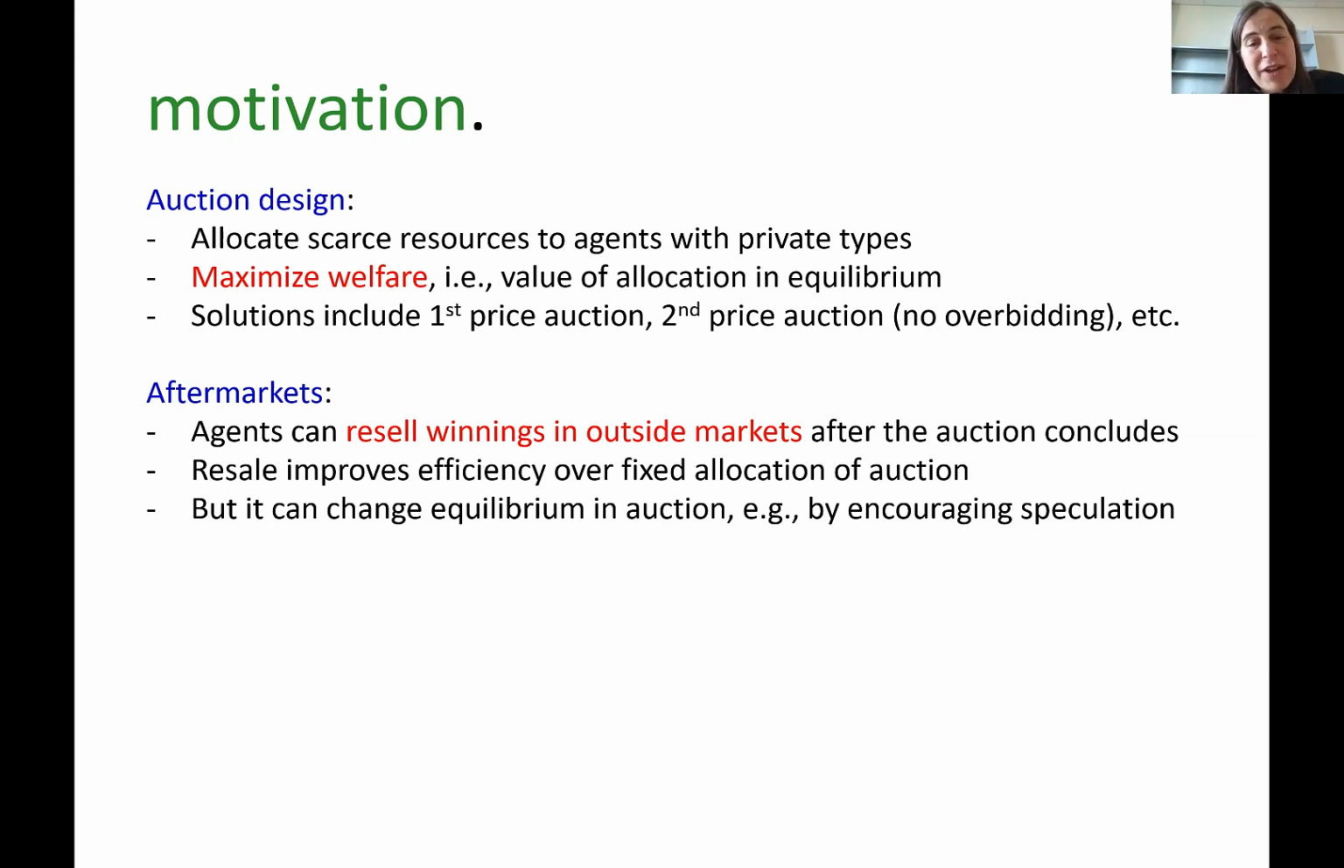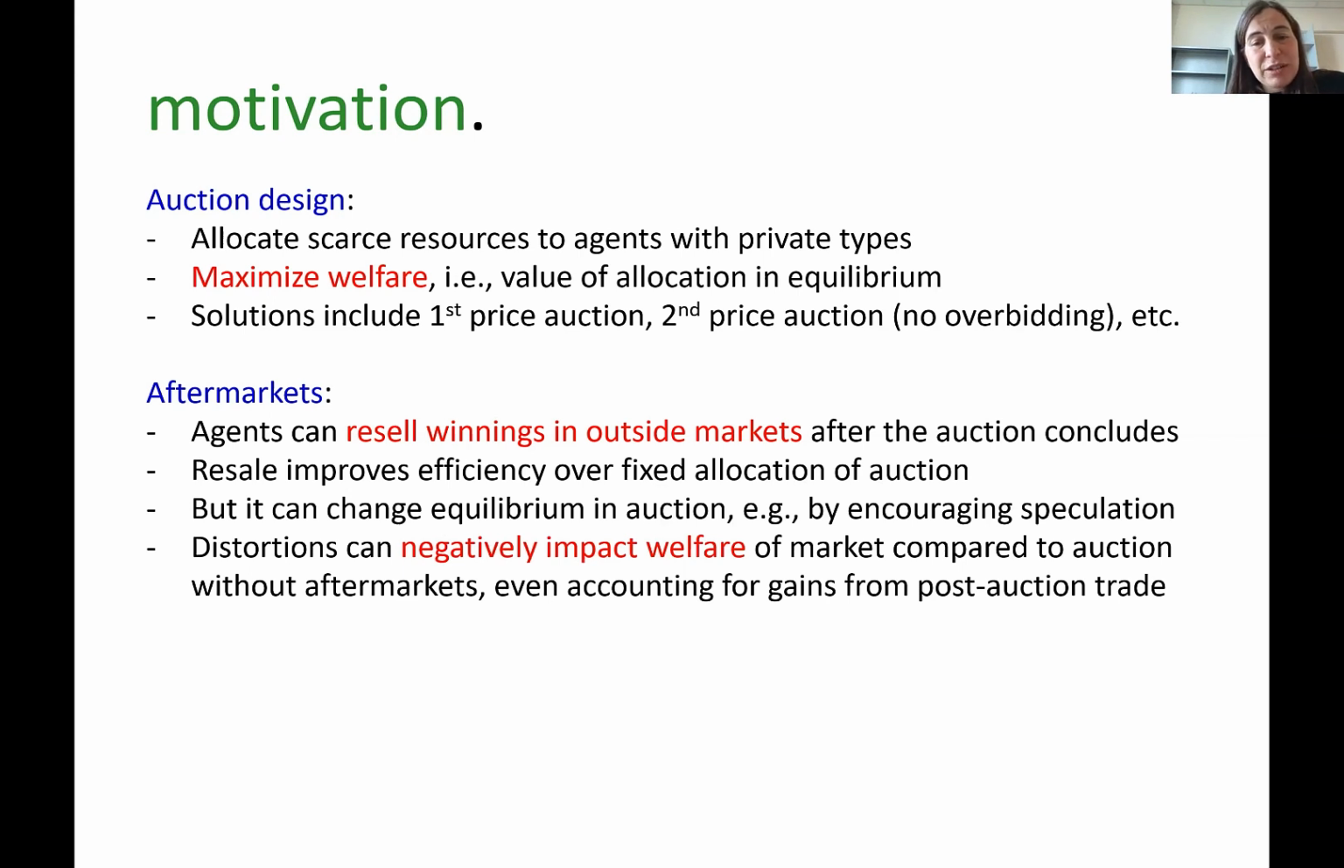And so the fact that these aftermarkets change the equilibrium can cause the welfare that the auction computes to be negatively impacted. So these sorts of distortions, and I'll show you some examples, can actually quite drastically harm the welfare guarantees that the auction would provide if it were run in isolation. And this is even accounting for the potential gains from the post-auction trade due to the aftermarket.